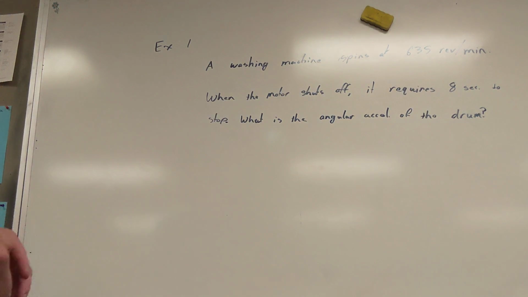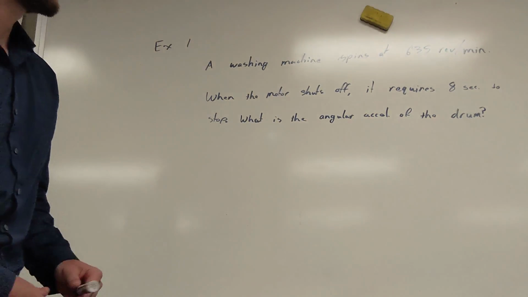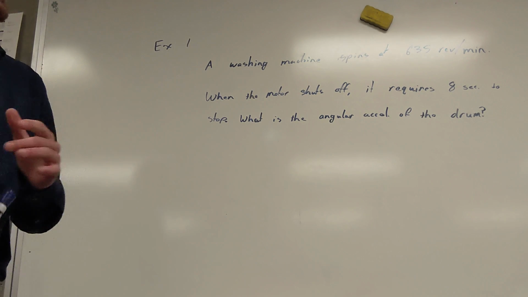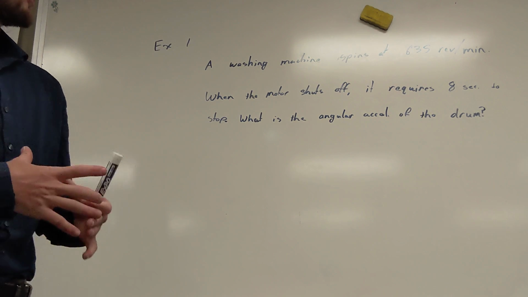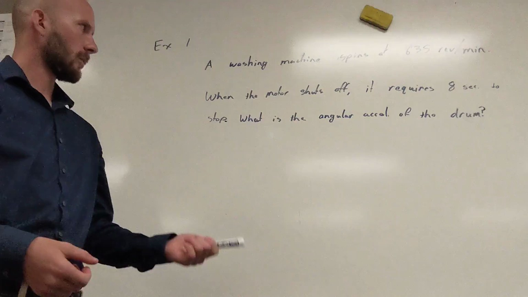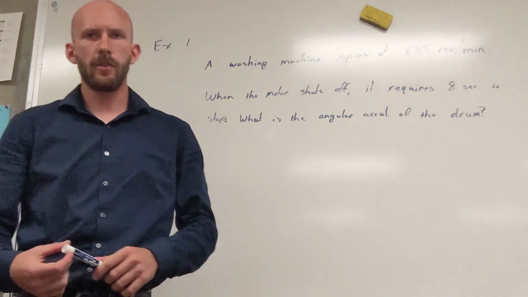All right, here we go. So there may be a little bit of glare on there, so I'll read through it. We've got a washing machine that spins at 635 revolutions per minute. When the motor shuts off, it requires 8 seconds to come to a complete stop, and we're looking for the angular acceleration of the drum.